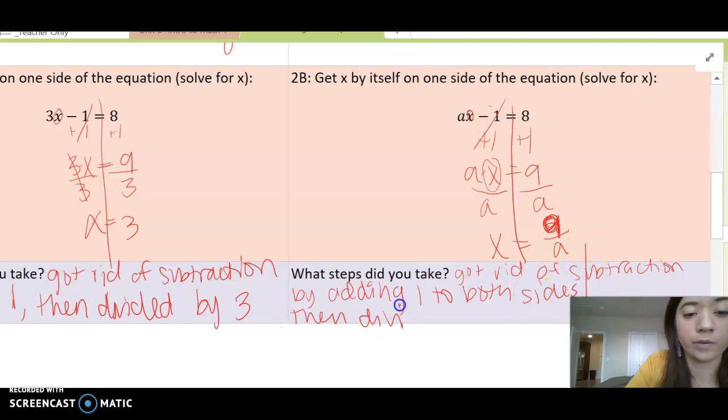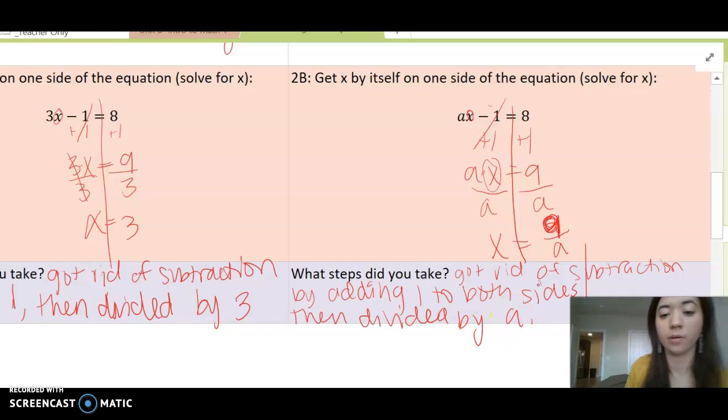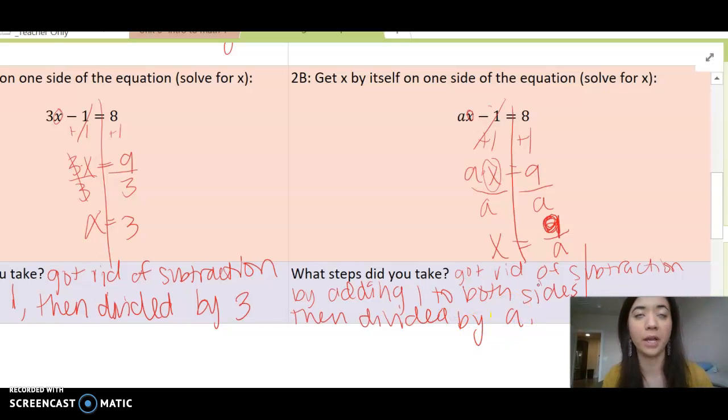Then divided by a. By the thing that was with the variable we wanted.